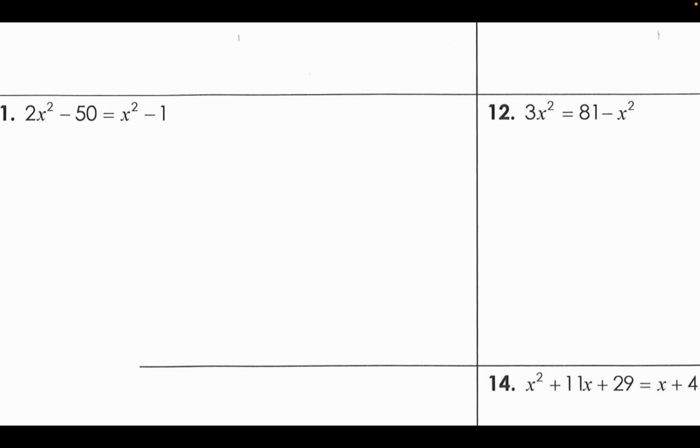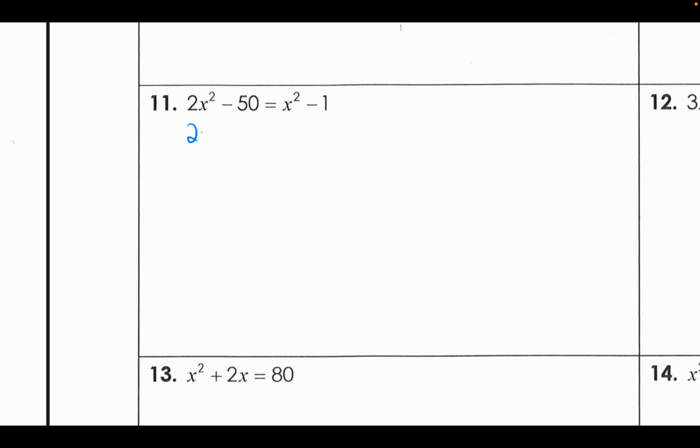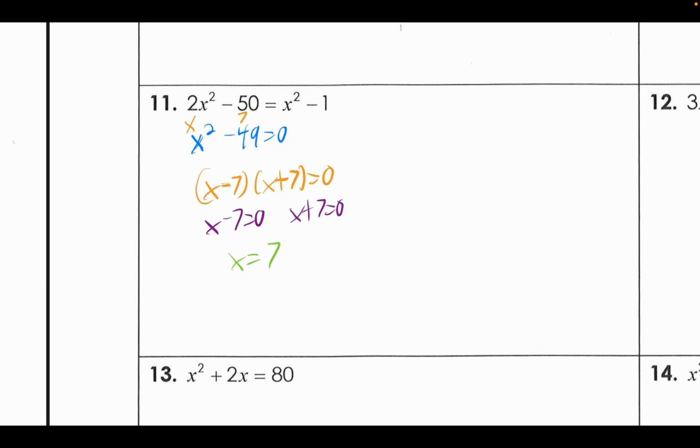Moving on to number 11. We'll subtract x squared and add 1 to get x squared minus 49 equals 0. Two terms, no GCF. We do look for a difference of two squares. We do have one. x times x is x squared. 7 times 7 is 49. So we have x minus 7, x plus 7 equals 0. Set each of these equal to 0. Solve them by adding 7 and subtracting 7, and we get x equals 7, x equals negative 7, which remember you could write, if you so choose, as x equals plus or minus 7.